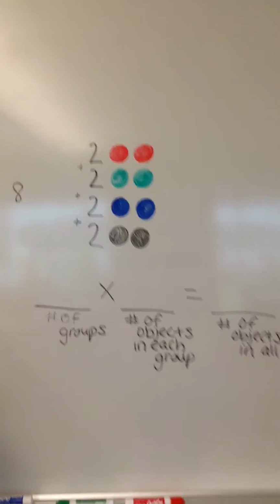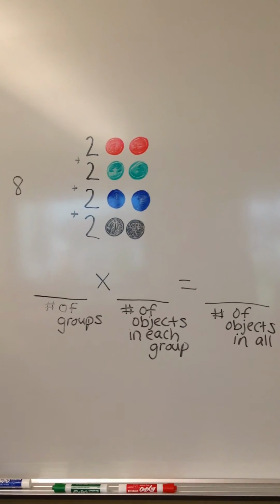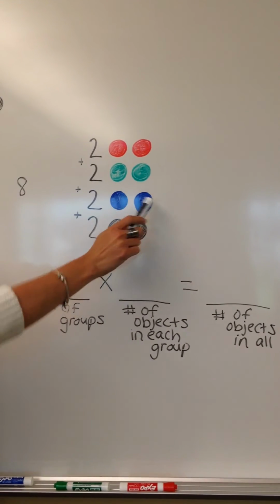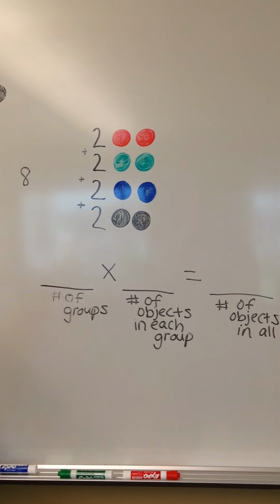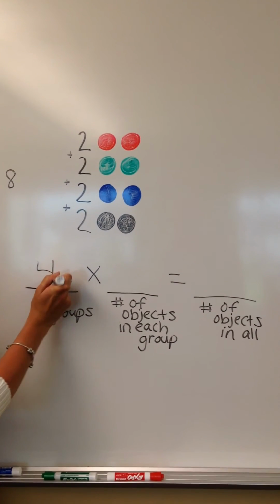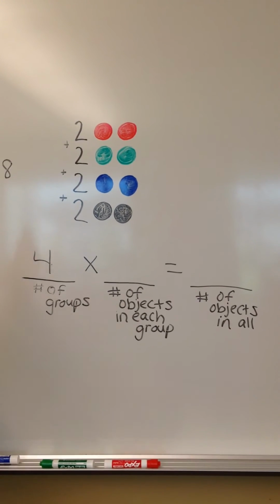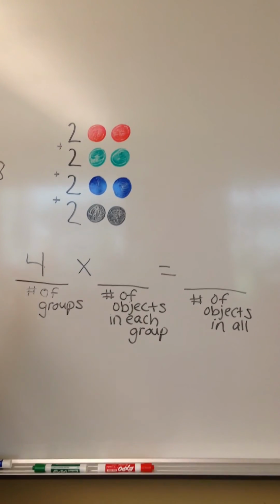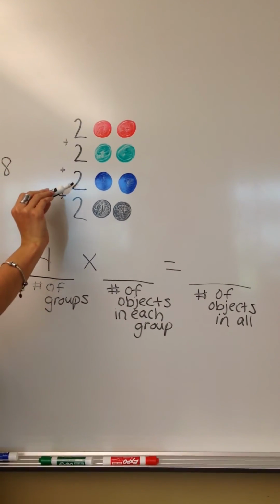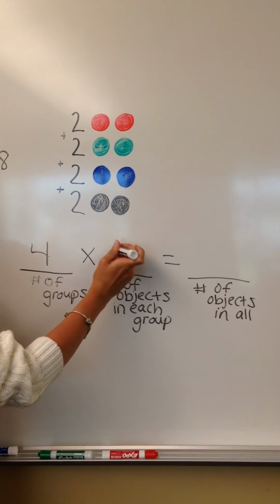So, to write a multiplication sentence for the array of circles, we first see that there are 4 rows. So we write the number 4 here, which means that there are 4 equal groups of circles. There are 2 columns, which means that there are 2 circles in each group. So we write the number 2 here.